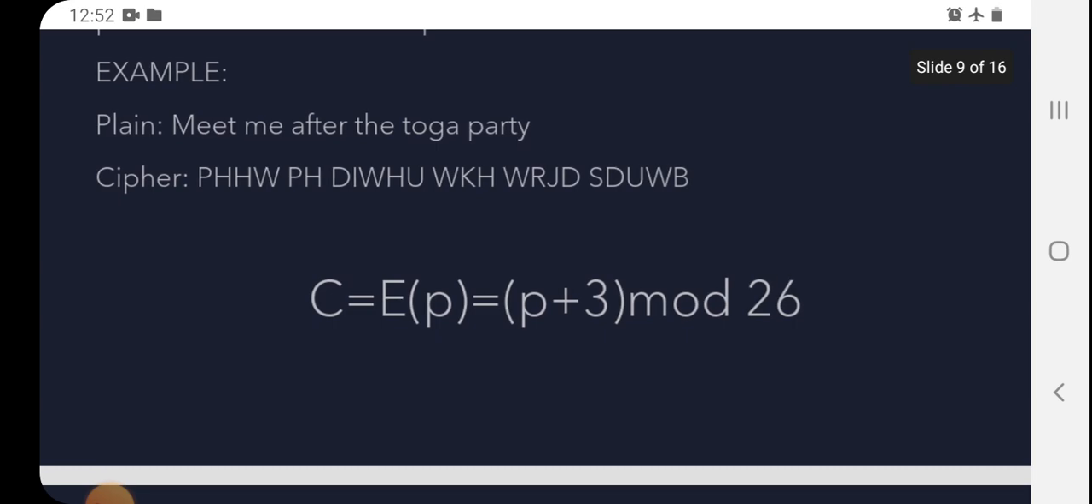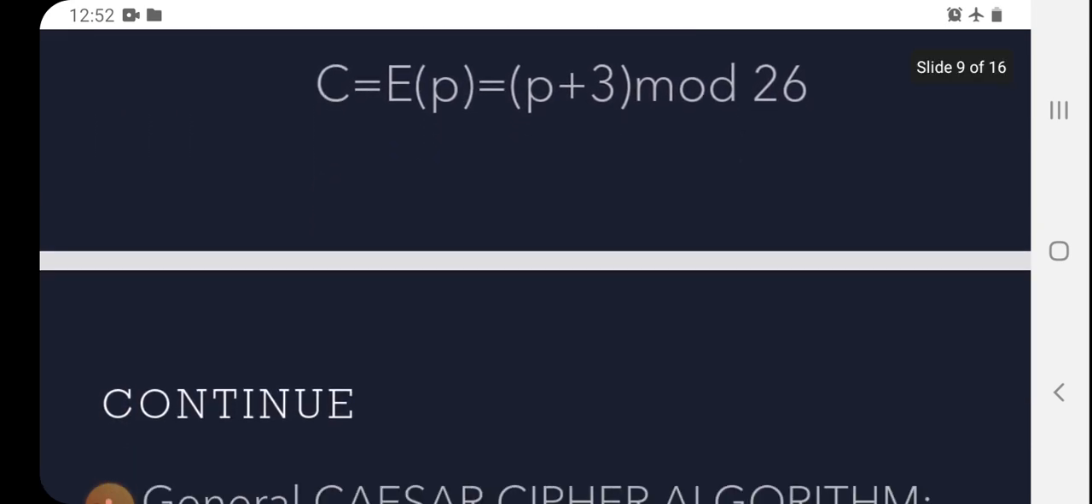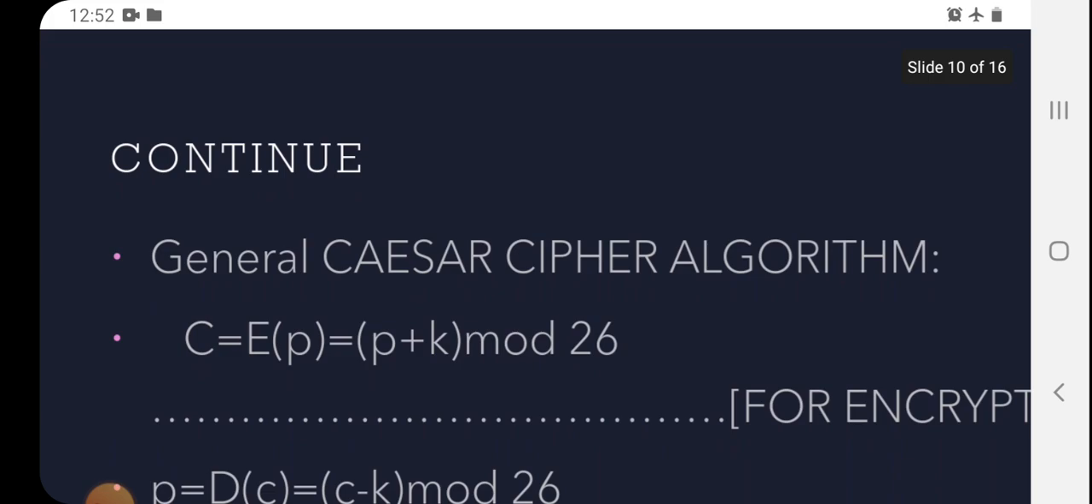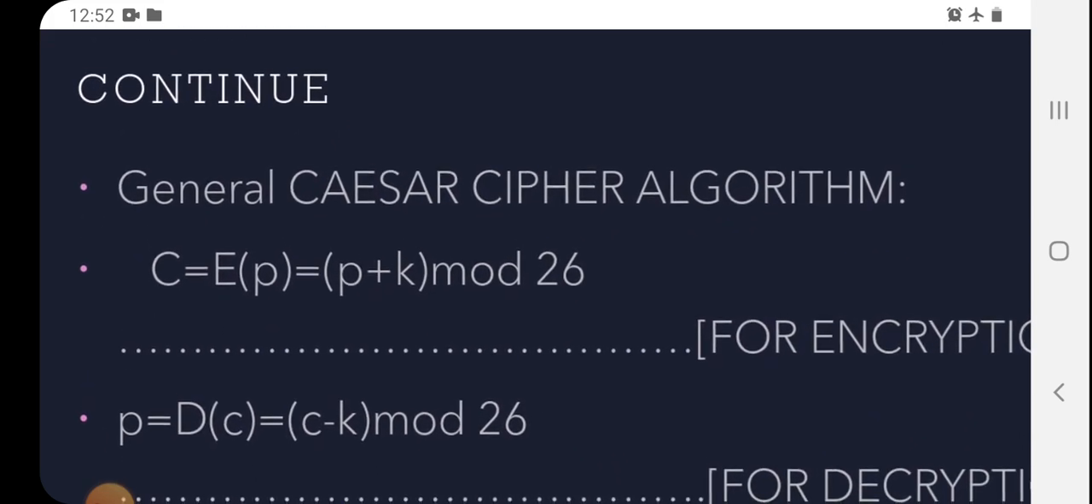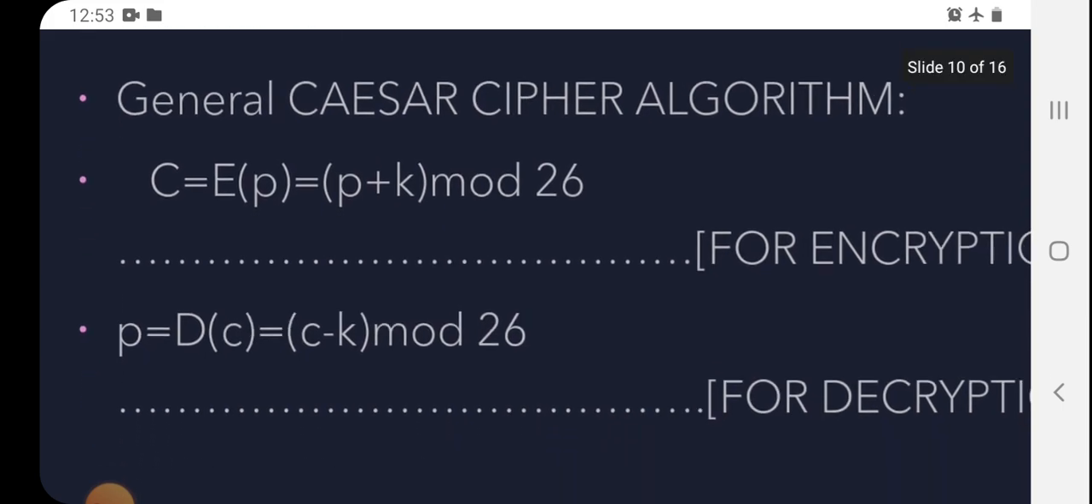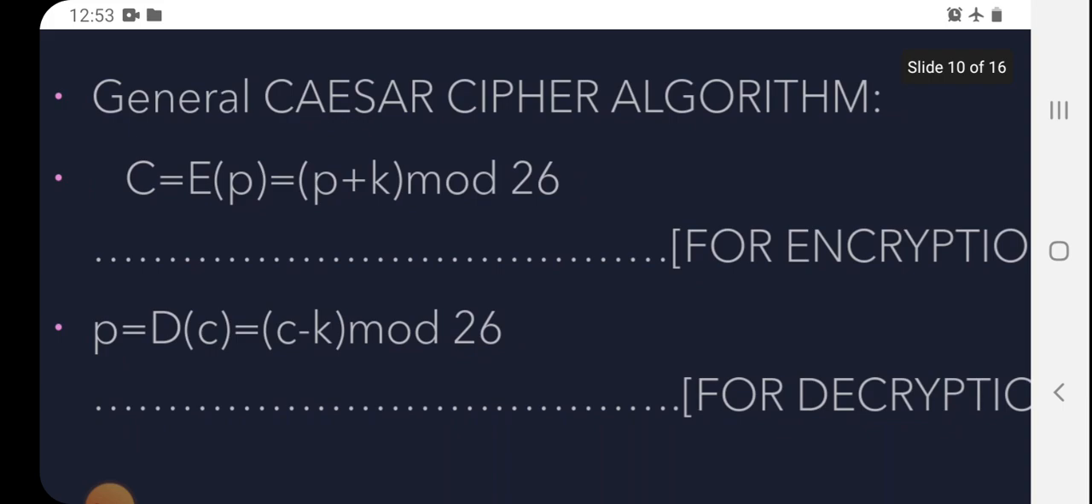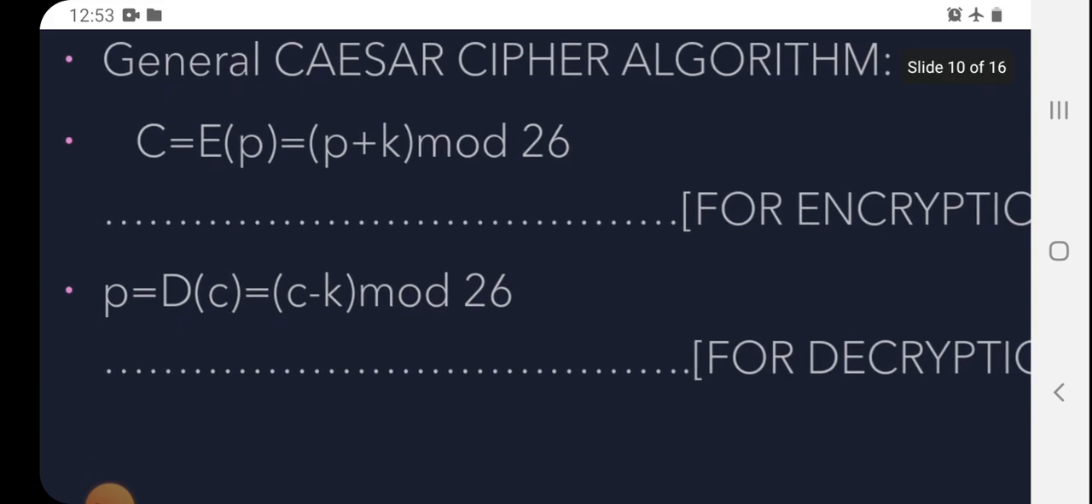The expression for that is: cipher C equals the encryption E of P, which is P plus 3. P plus 3 is nothing but the alphabet after 3 places, mod 26, since we have 26 alphabets. This is the expression given for the general Caesar cipher algorithm: C equals E(P), which equals P plus K mod 26 for encryption. And for decryption, the plain text P is D of C, which is equal to C minus K mod 26.